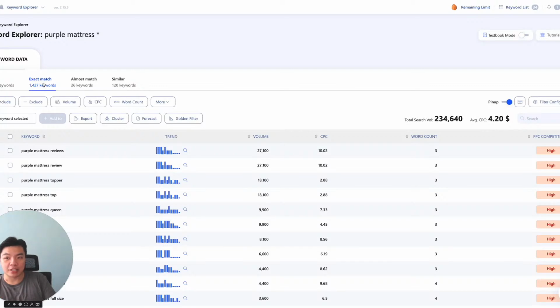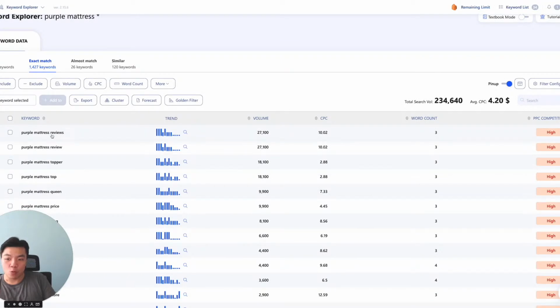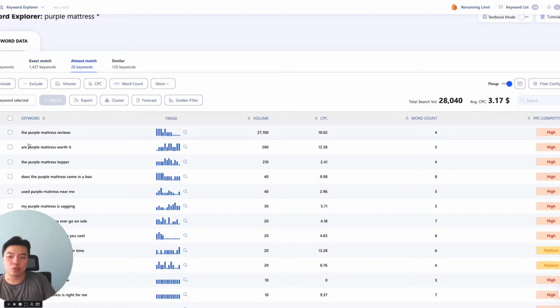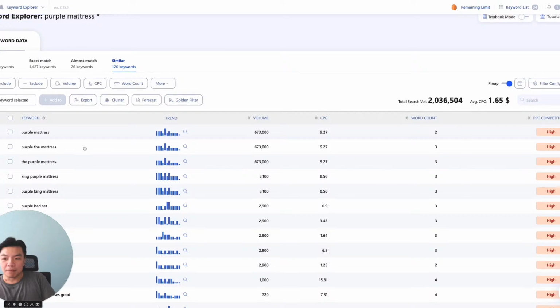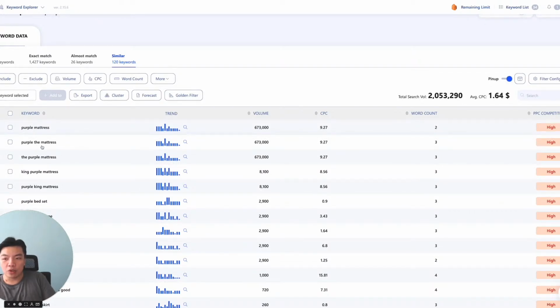1,427 exact match. Exact match essentially means it's matched exactly with the format in which you set out. So Purple Matches will be in the front. Almost match means that Purple Matches may be somewhere in between the words. It could be in the middle or at the end, as you can see here. Similar is like it could be Purple Matches or Purple the Matches. So they break down the keyword and then see if these two keywords appear anywhere, or one or the other keyword appears with some other keyword.